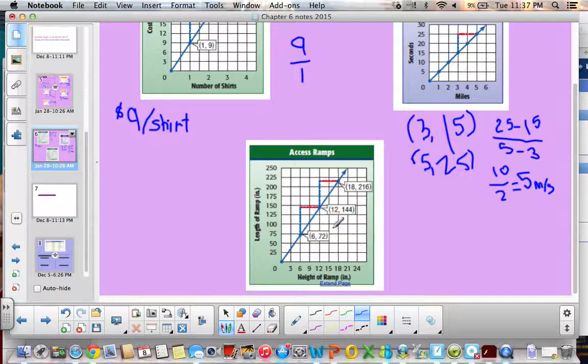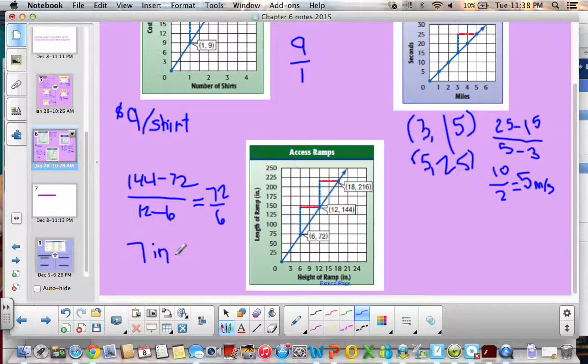So if we take (12, 144) and (6, 72), I'm going to go 144 minus 72 over 12 minus 6. So 144 minus 72 equals 72. 12 minus 6 is 6. 72 over 6 equals 12 inches.